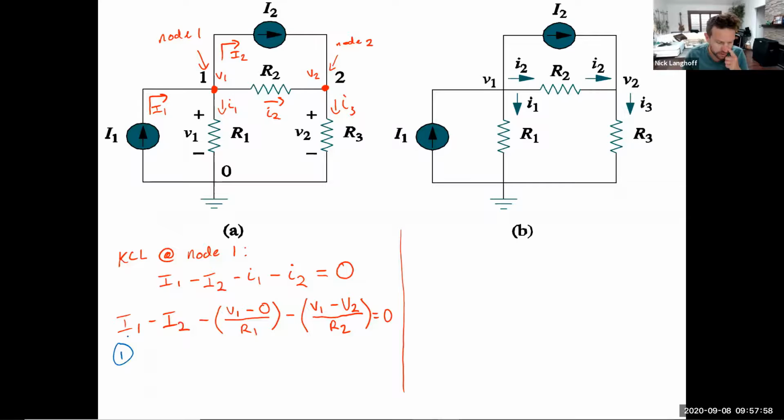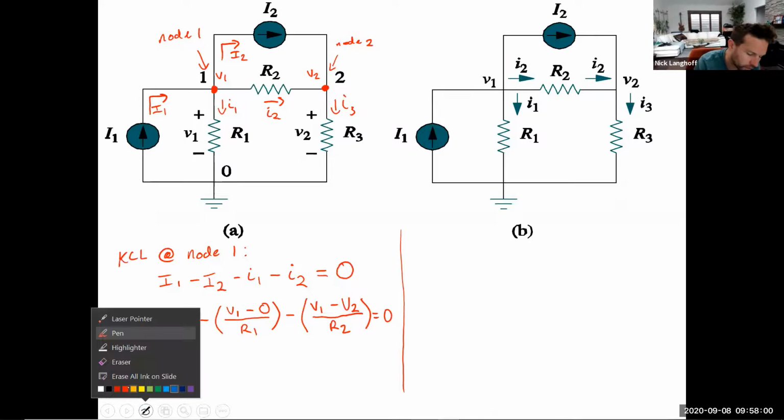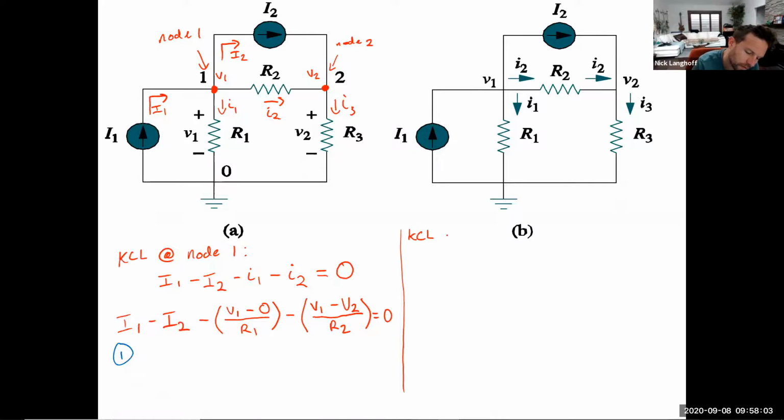Now to get the second equation, we're going to do KCL at node 2. Again, remember that's this node here. We've got an I2 coming in, so there's capital I2 coming in, plus little i2 that's entering the node, and little i3 is leaving the node. So all of that is equal to 0.